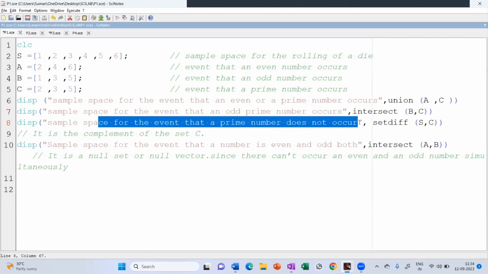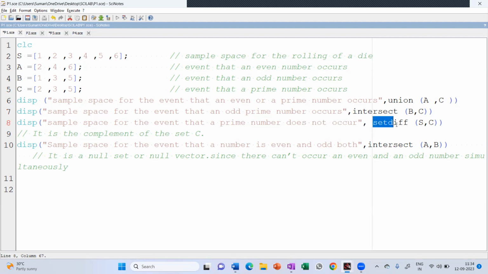The third question was that the prime number does not occur. So we have to take the complement of set C. Complement means we are going to subtract elements of C from the sample space. For that you are going to write setdiff. Setdiff stands for set difference. It will subtract the elements of set C from the sample space S. You can see the comment line says that it is the complement of the set C. And the last question was the number should be both even as well as odd. So we are going to command intersect A comma B. We know the answer of this is going to be empty set.